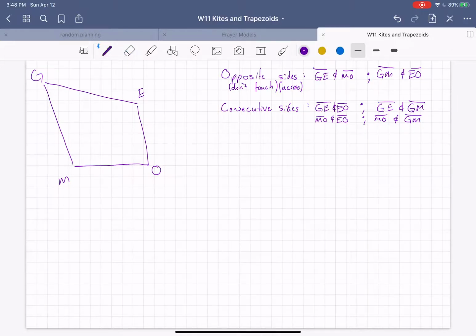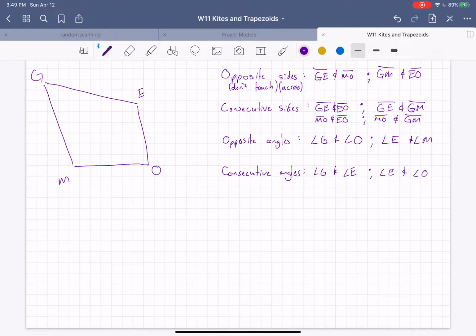Now let's move on to angles. We have opposite angles. Same thing, just means that they're across from each other. They're the ones that don't touch. So angle G and angle O, and then we have angle E and angle M. Those are opposite, they don't touch. And then we have consecutive angles, and those are the ones that are next to each other. That would be angle G and angle E, and angle O and angle M, and angle M and angle G. Those angles are next to each other.